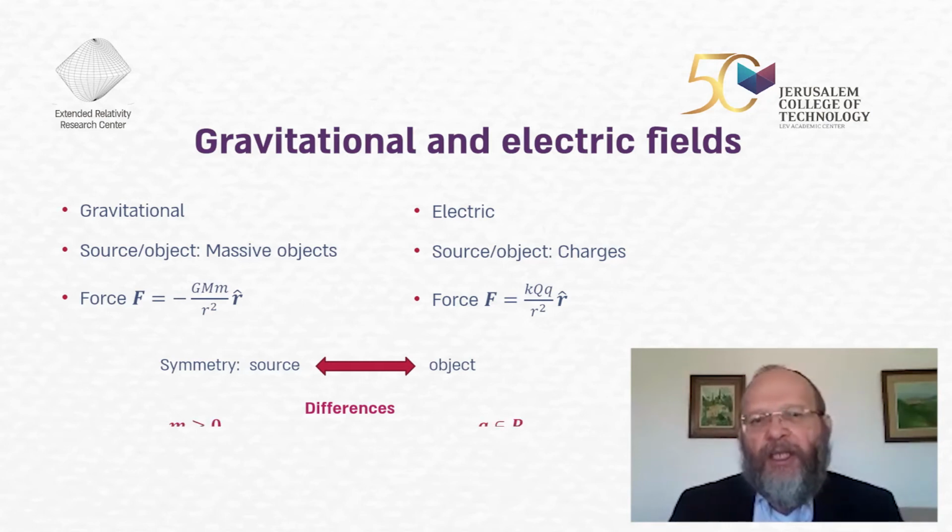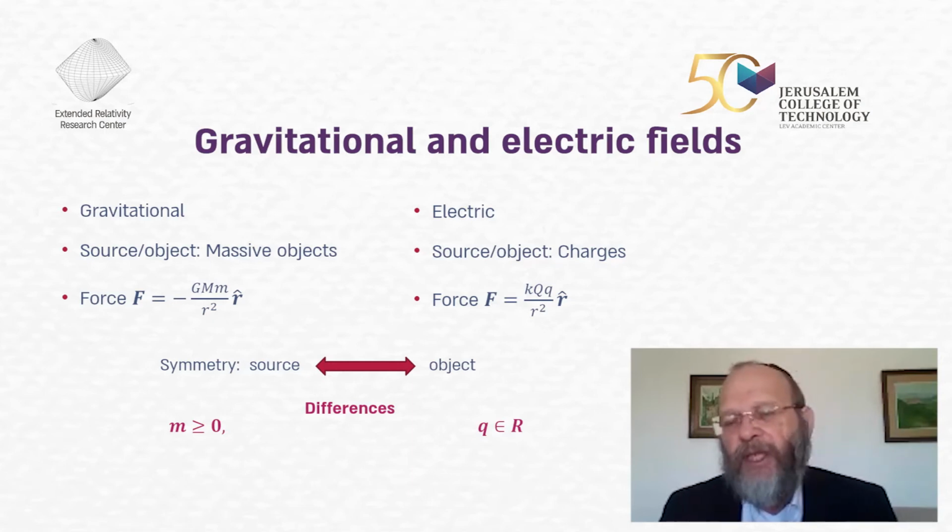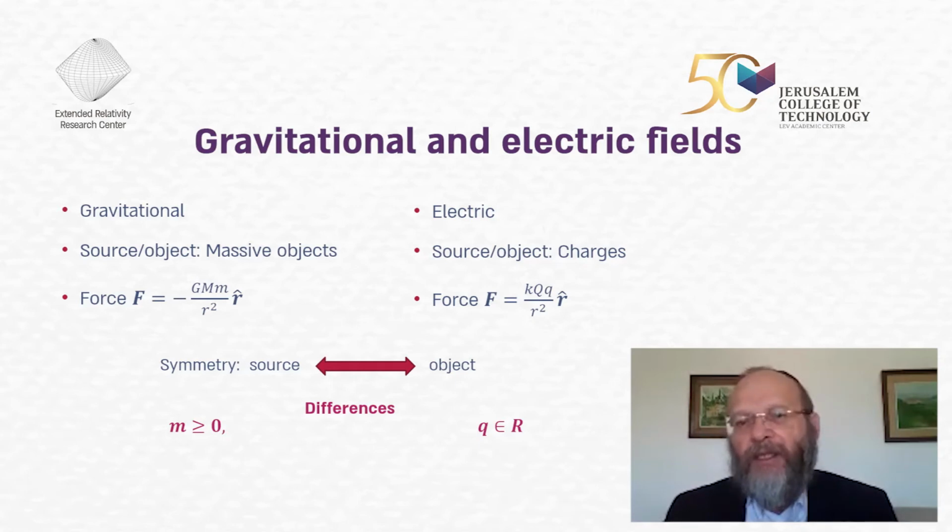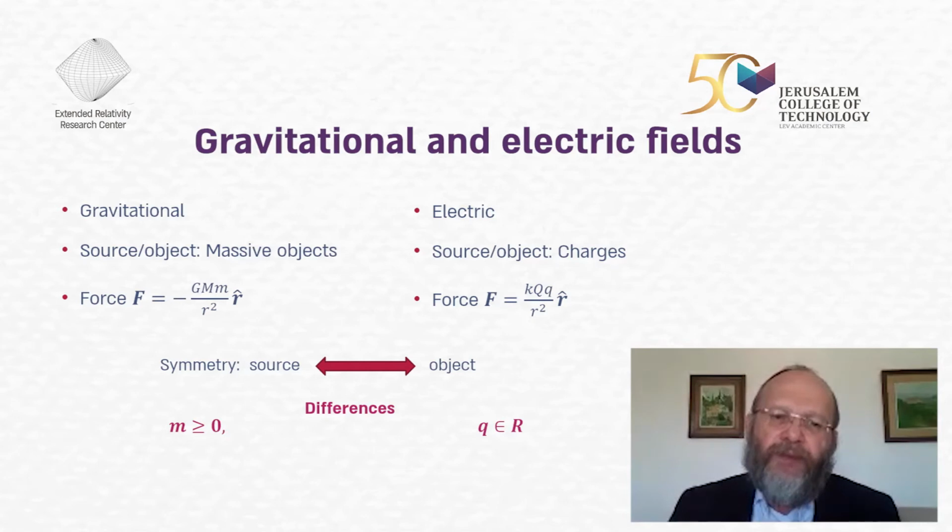First of all, the masses that occur here are always positive. That means the gravitational force is always attractive. While for charges, we have positive and negative. So charges may attract and may repel. That's one difference. Maybe we'll get some ideas from the next lectures about what is the source of such a difference.